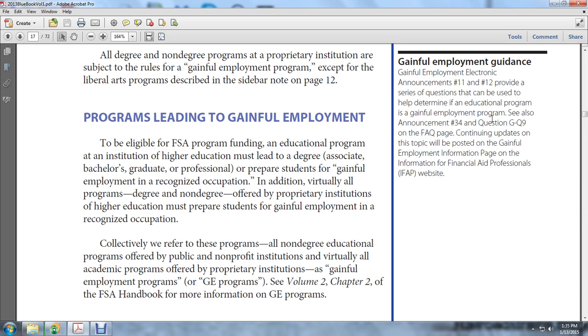For gainful employment programs, see Volume 2, Chapter 2 of the Federal Student Aid Handbook for more information on gainful employment programs. Electronic announcements GE-11 and GE-12 provide a series of questions that can be used to help determine whether an educational program is a gainful employment program. See also the announcement and the GE Q&A 9 on the frequently asked questions page. Continue to watch for updates on the gainful employment information page of the Information for Financial Aid Professionals, or IFAP, website.